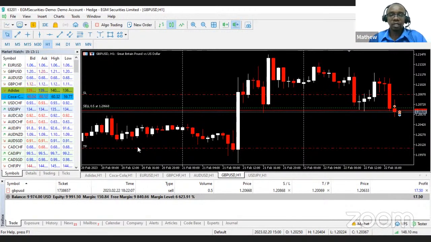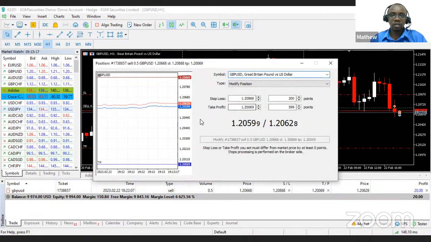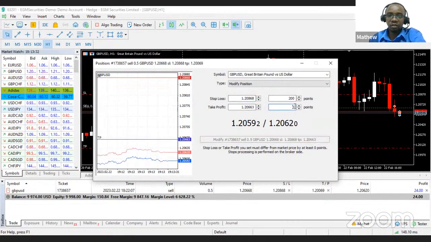Alternatively, you can just come here and say modify order. So in this case, the stop loss, you just come here. The numbers, we've already set them out. So you just come here and punch in the numbers. Oh, it's already 200 points, 20 pips. And let's say, let's modify this to the 600 points. Or let's do the 1:2, because now this one is 1:3.